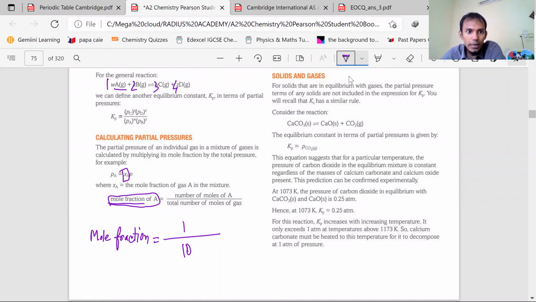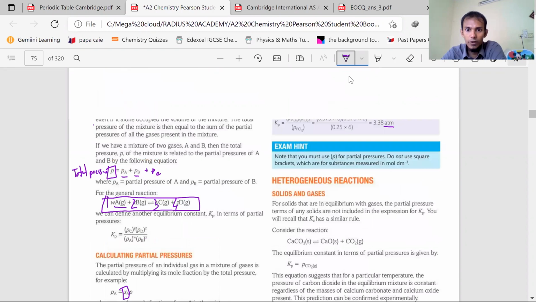And if you know the total pressure exerted by all the gases present inside this vessel, then you know the total pressure. Say the total pressure is 5 atmosphere. So it is 5 divided by 10, so 0.5. That is the mole fraction.